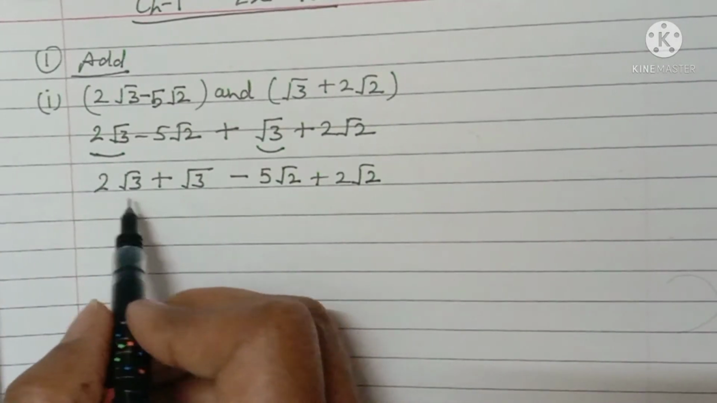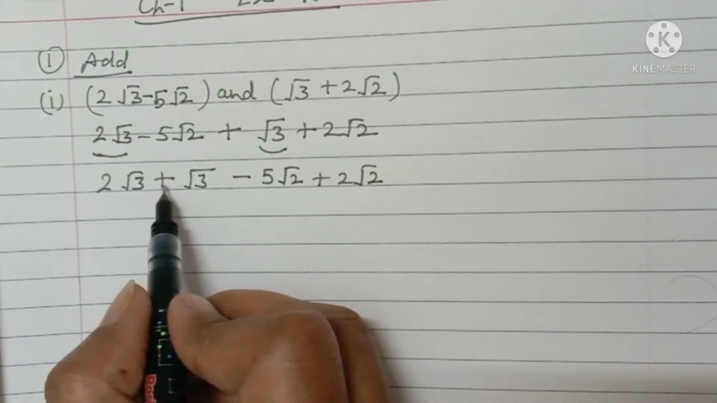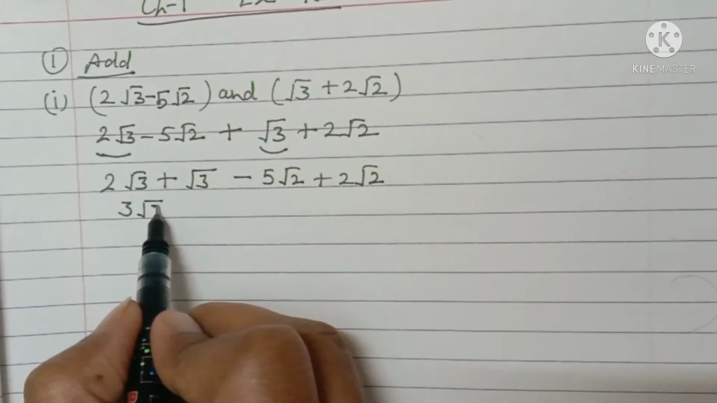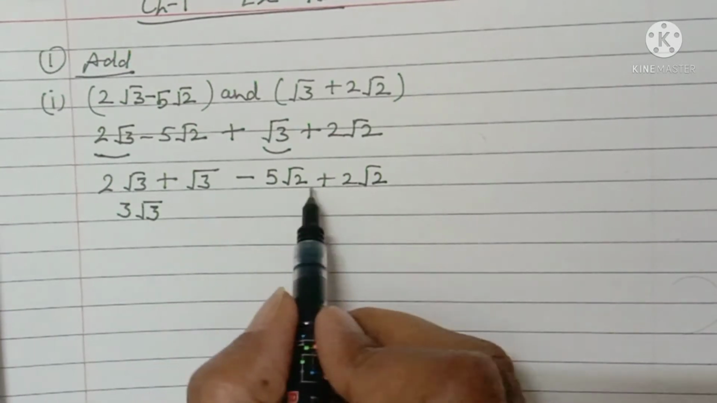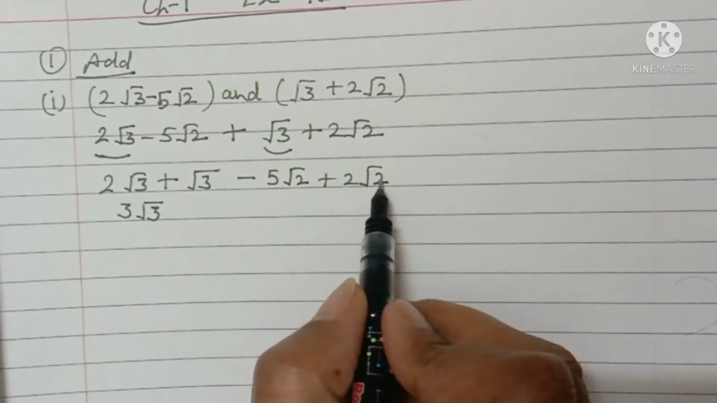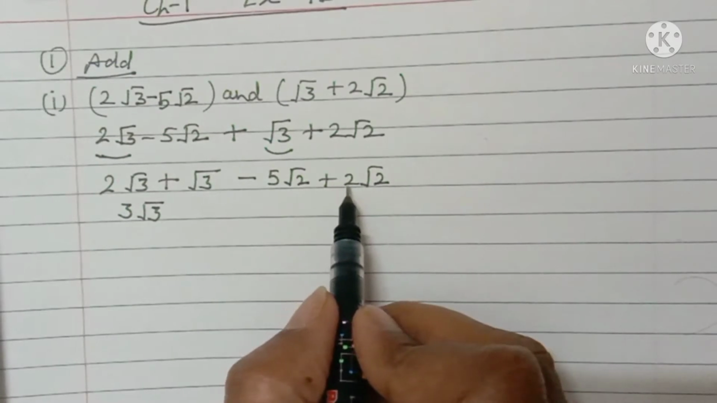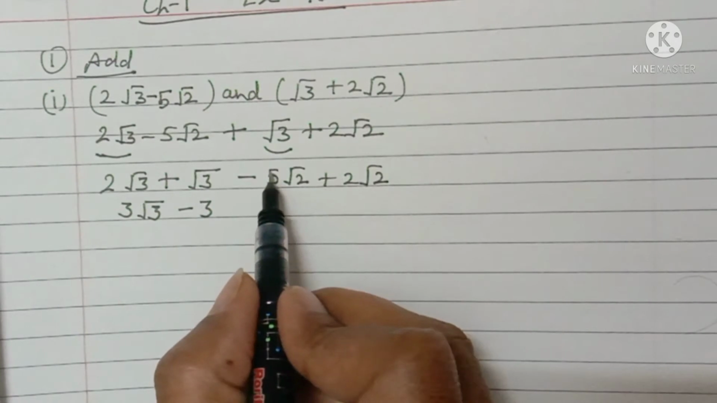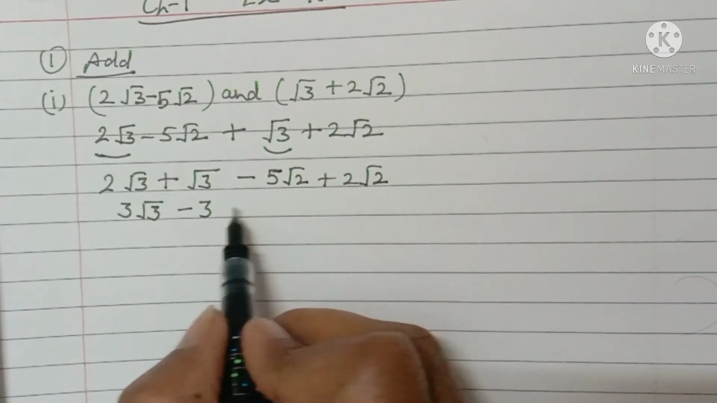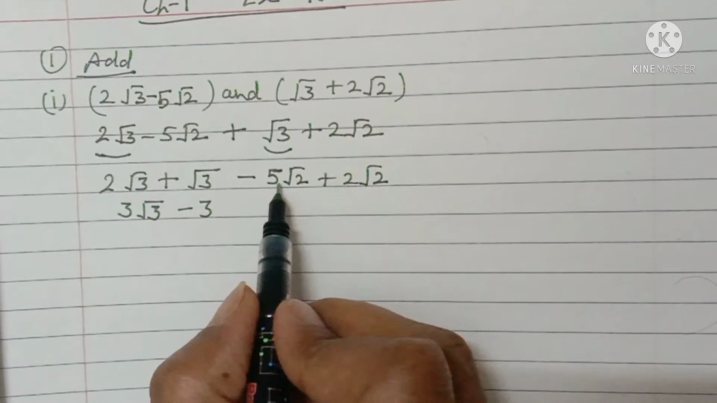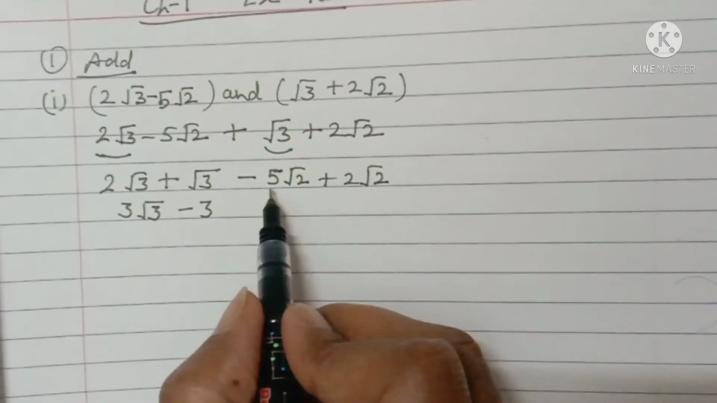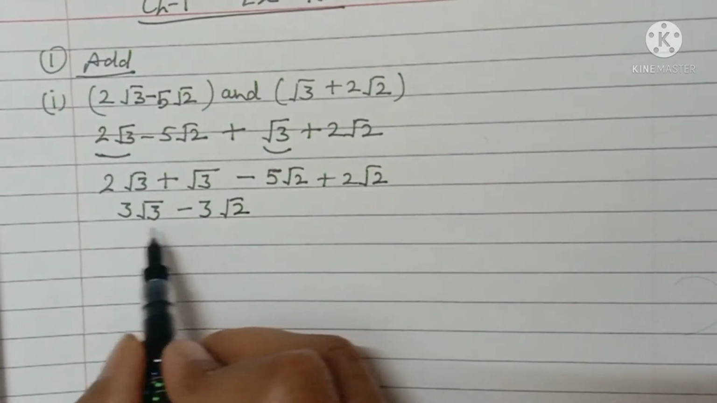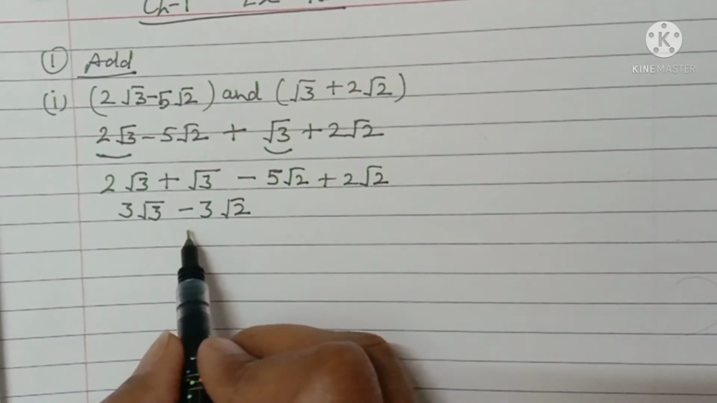So you can add 2 root 3 and 1 root 3, so it becomes 3 root 3. And here, 5 root 2 plus 2 root 2: subtract, and you will get minus, because the greater number has the sign minus. So 5 minus 2, subtract these two, you will get minus 3 root 2. So this is the answer.